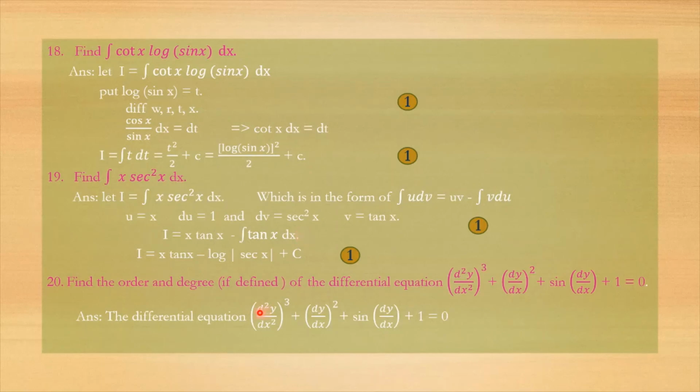Here it is d²y/dx², so the highest order is... sorry, the highest order is 2. The order of the given equation is 2, and the degree will not be defined because sin of dy/dx is there. Therefore the degree will not be defined, but the highest order is second, so the order is 2.